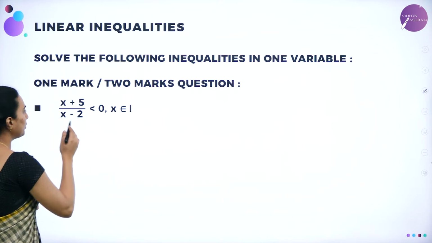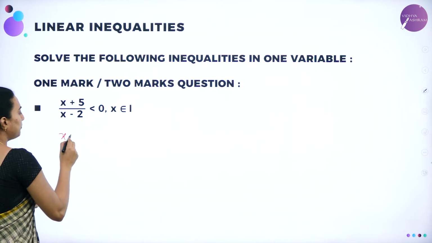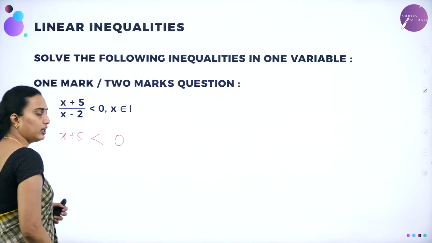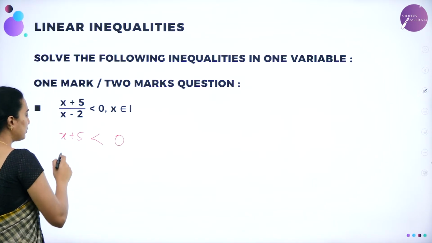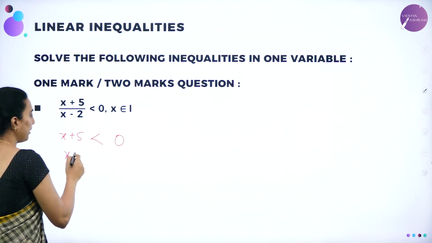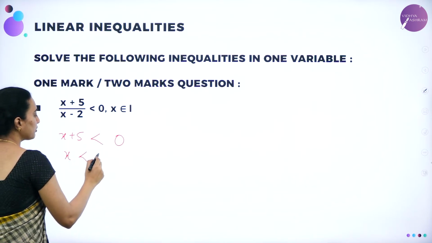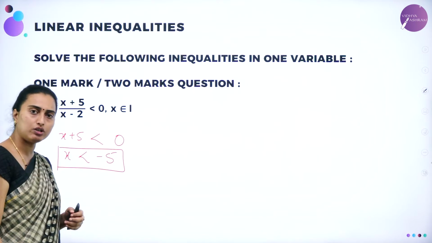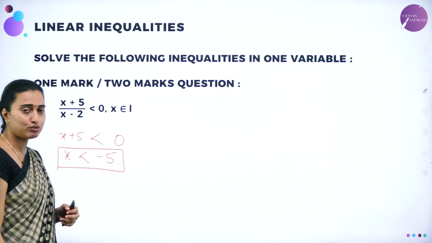If I multiply throughout by x minus 2, x plus 5 is less than 0 into x minus 2, which is 0 only. Now I do not want the 5 here, so I am going to subtract 5. Plus 5 minus 5 will go, 0 minus 5 is minus 5. So x is less than minus 5 is the solution. How easy it is to solve this one.